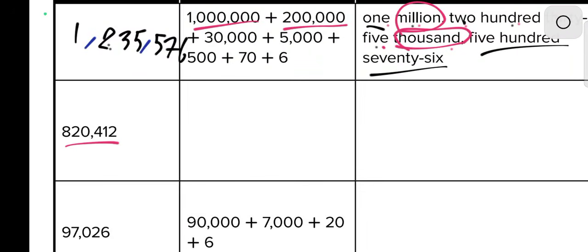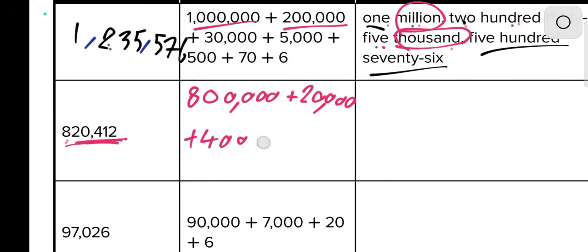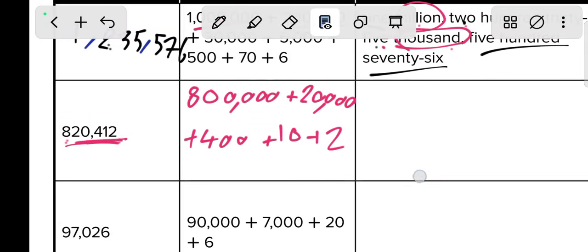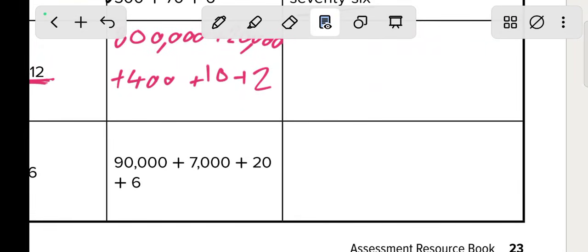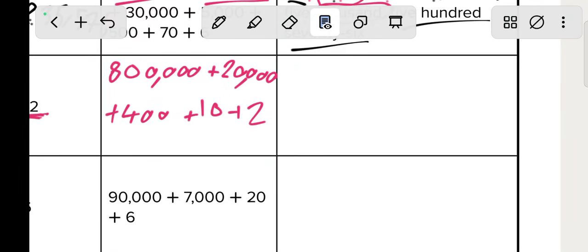Okay, how can we expand this form? 8, it's 800,000. Write 8 and all of them must be zeros. Plus, write 2 and all of them must be zeros. 0 is not important. Plus 4, all of them must be zeros. After that, 1. How many digits after 1? It's just 1, 0. After that, 2. Okay, the word form, the place is so closed, but we will try.